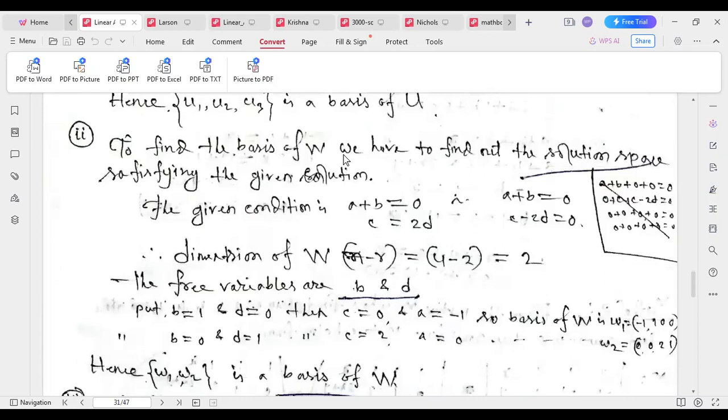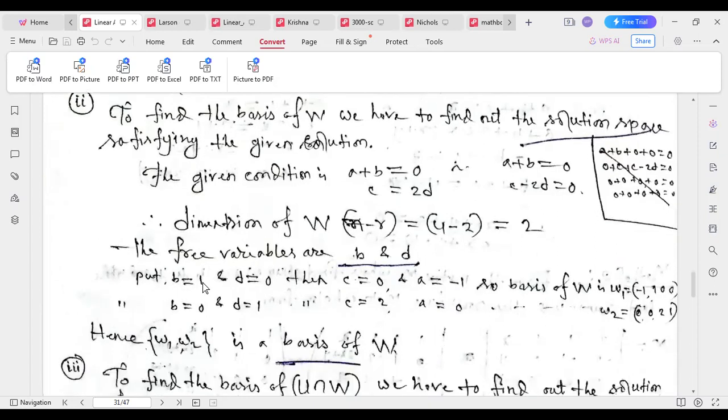Similarly, to find the basis of W, we have to find the solution space satisfying the 2 equations. So the given system is 2 equations with 4 unknowns. That means the dimension of W will be 4 minus 2 equals 2 and the free variables will be b and d. So putting b equals 1, d equals 0, we get c equals 0 and a equals -1 from the given equation. So the basis will be this W1, and from the second one W2.